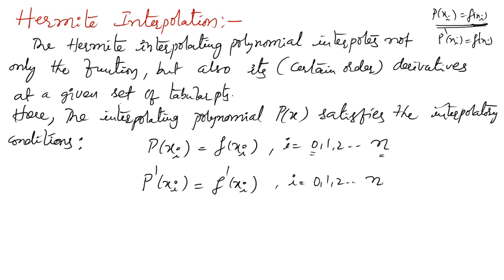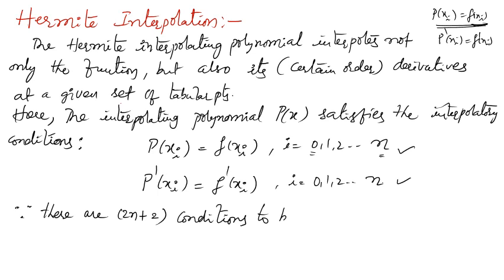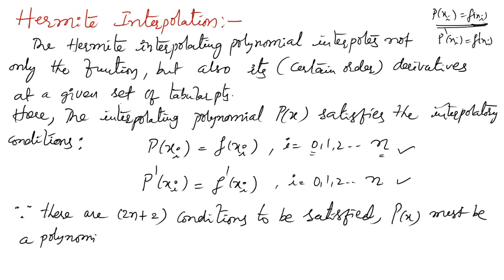So totally how many conditions? n plus 1 here, n plus 1 here, 2n plus 2 conditions, right? Since there are 2n plus 2 conditions to be satisfied, what is the degree of P of x? P of x must be a polynomial of degree less than or equal to 2n plus 1, which is 1 less than 2n plus 2. For example, if the length of the data is 3, you will get a polynomial of degree less than or equal to 2. If the length of the data is 5, then you will get a maximum 4th degree polynomial, like that.